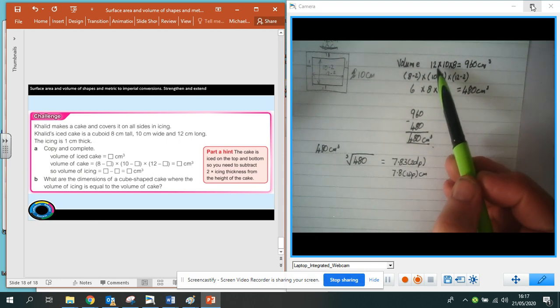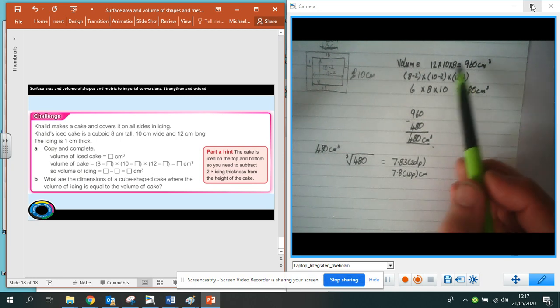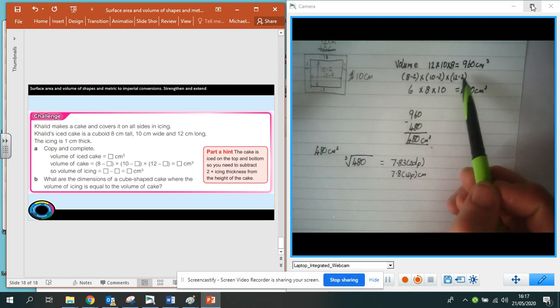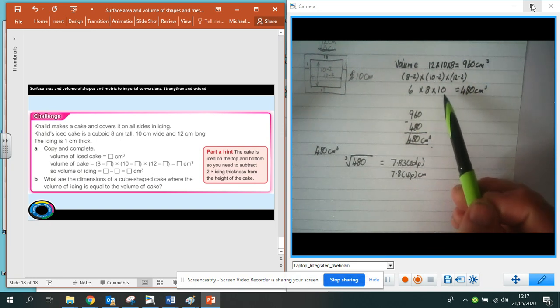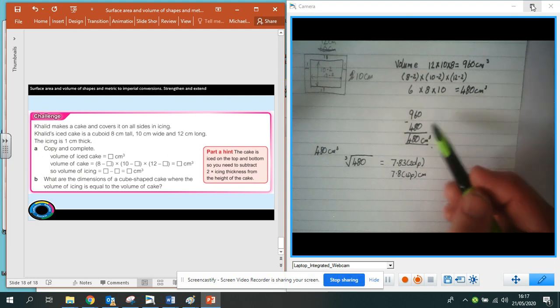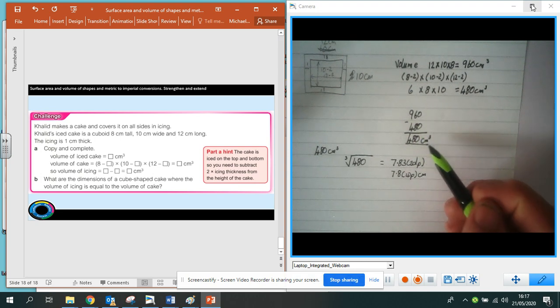First thing I did was I worked out the overall volume, 10 times 12 times 8, 960 cubic centimeters. Then 8 minus 2 gives me 6. 10 minus 2 gives me 8. 12 minus 2 gives me 10. 6 times 8 times 10 is 480 cubic centimeters. So the cake has a volume of 480 cubic centimeters. If I take 480 away from 960, I get 480 again. So the volume of icing is 480 cubic centimeters.